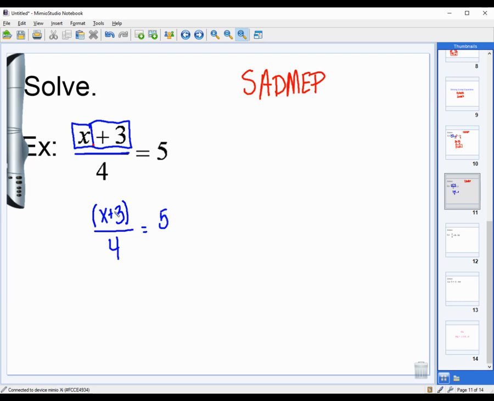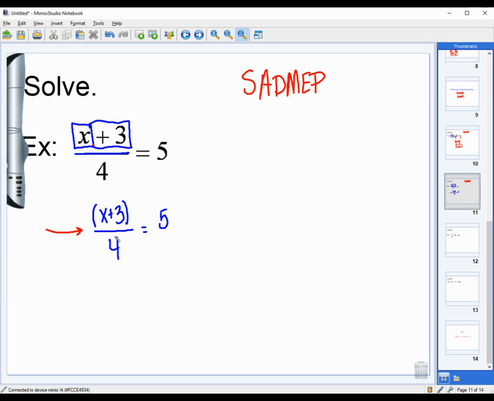As you can see, these are parentheses, which in SADMAP tells us we're going to have to do this last. We would need to deal with any subtraction and addition, and there are some inside the parentheses, but I don't see any outside, so we're good on that. Division, multiplication. Do we have any division going on here? Hopefully you said yes. Our division would be that bar right there. That tells us that we are dividing by 4.